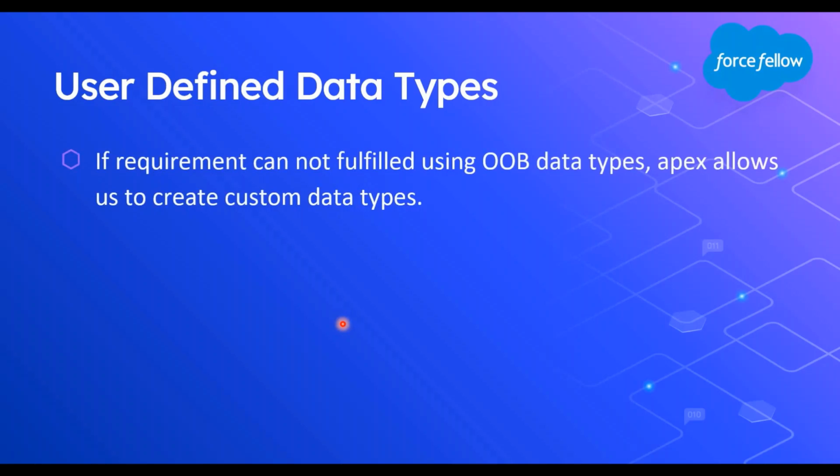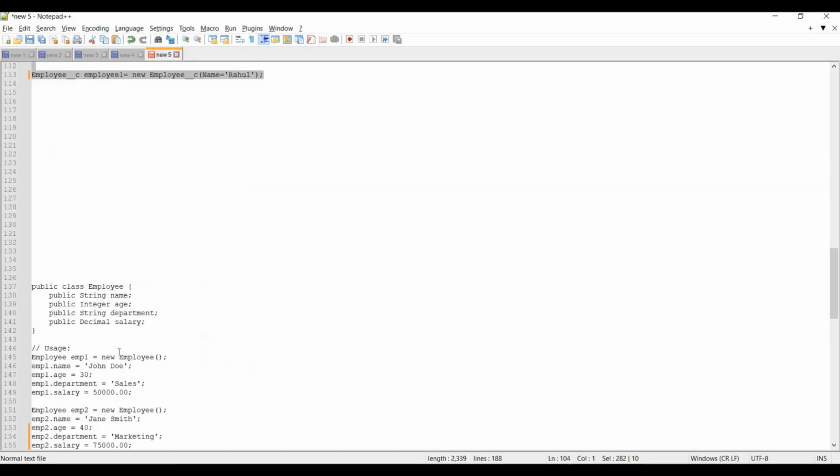So in case we have a requirement that cannot be fulfilled using out of box data types, then Apex allows us to create custom data types as well using classes and enums. I mean, if we have a complex data structure, then we can create an Apex class and design our data structure into that, and finally we can use that class as a data type. So in our employee use case, instead of creating similar kind of multiple variables, we can create a class and define all the required data as properties. And now let's see an implemented example of this.